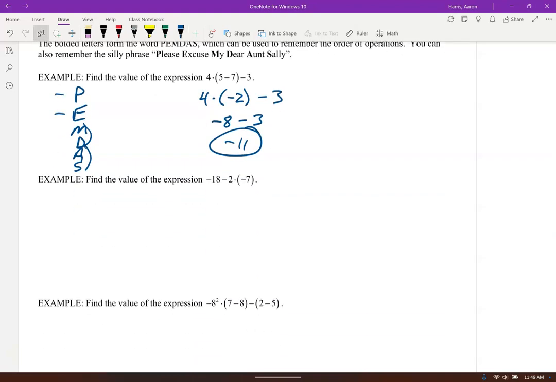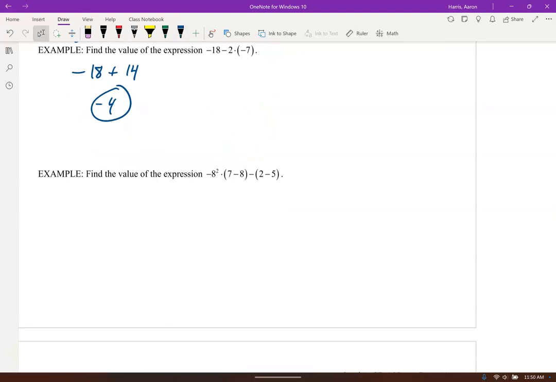So on this one, the first thing we're going to do is what? Anybody? So multiplying -2 times -7 gives us a +14. Now we do the addition, subtraction. So -18 minus 14, -4.